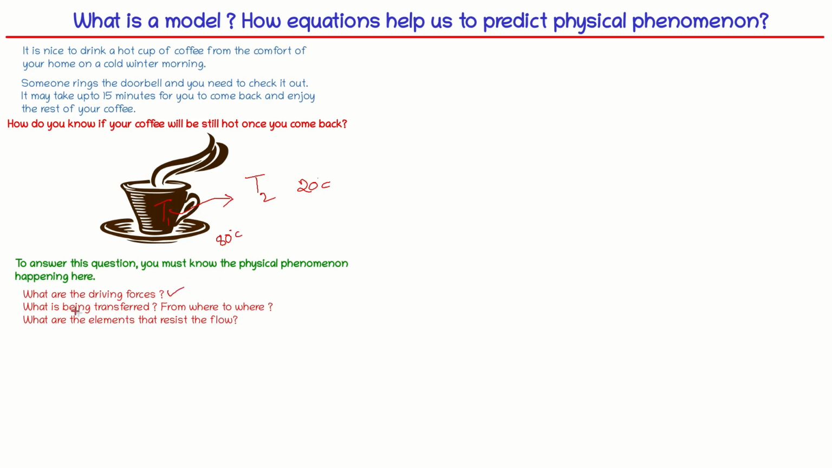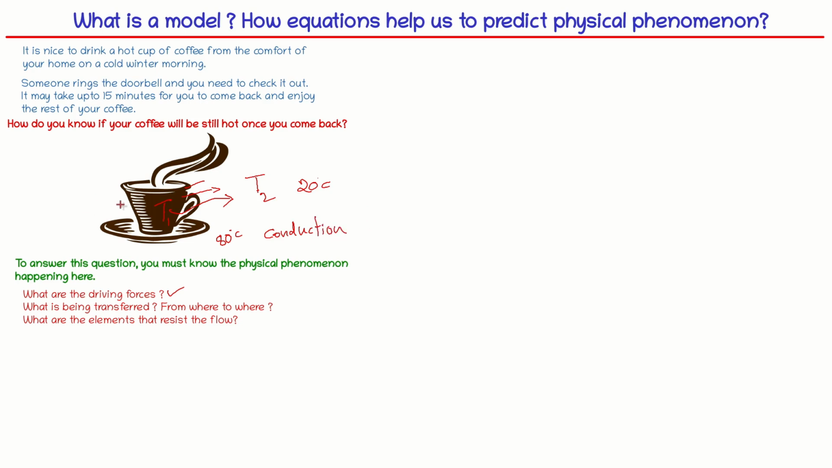Now, what is being transferred from where to where? Heat energy is being transferred from warm coffee to colder air. So that is our flow parameter here. Now, what are the elements that resist this flow? There is a cup, which is mostly made of ceramic or glass, which has a thermal conductivity. So for a given temperature difference, it can only allow the flow of a certain amount of heat. That is governed by conduction.